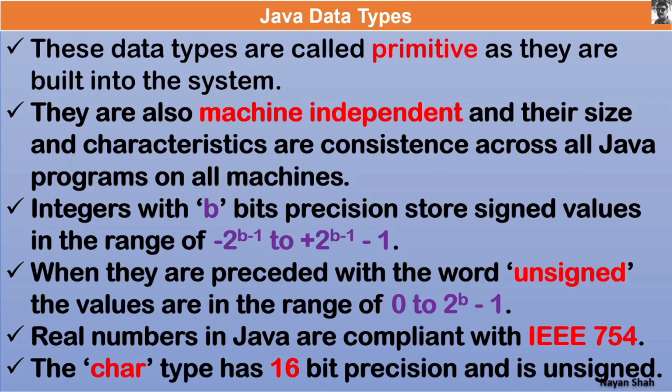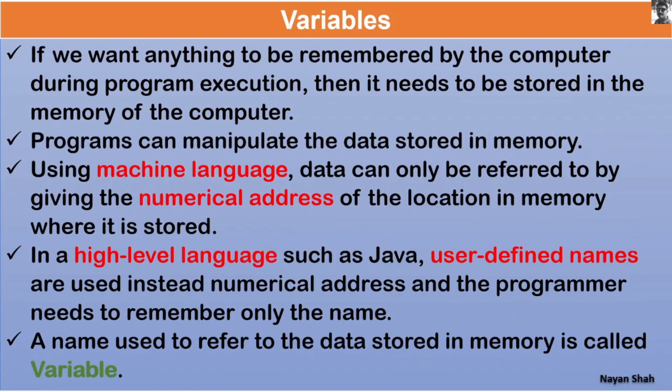The character type is 16-bit precision and it is unsigned. You know that a character should not have a negative sign. So it is 16-bit precision and without any sign. It is unsigned. What is a variable now?